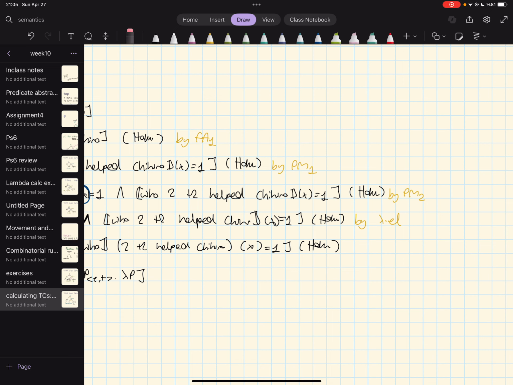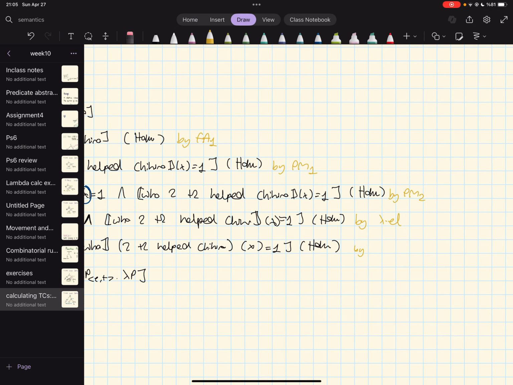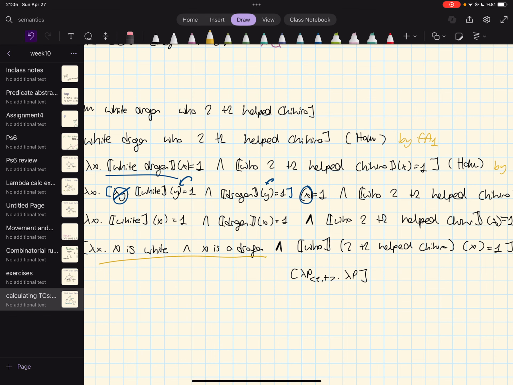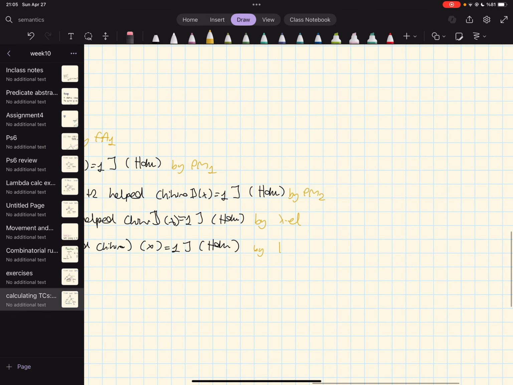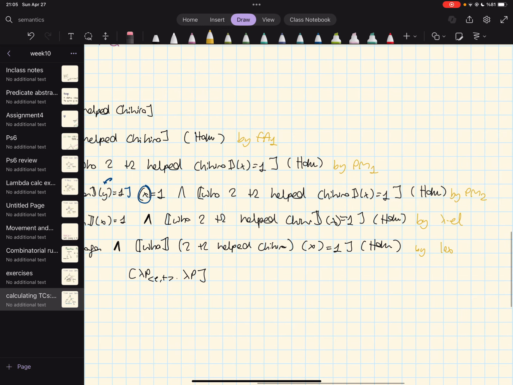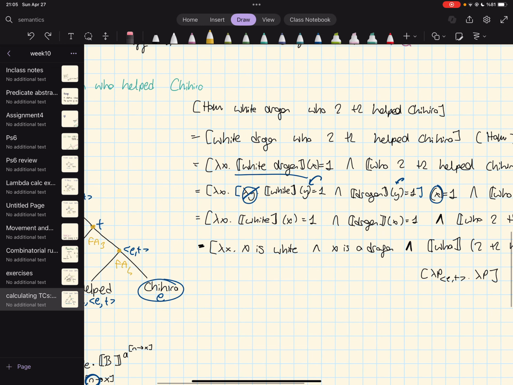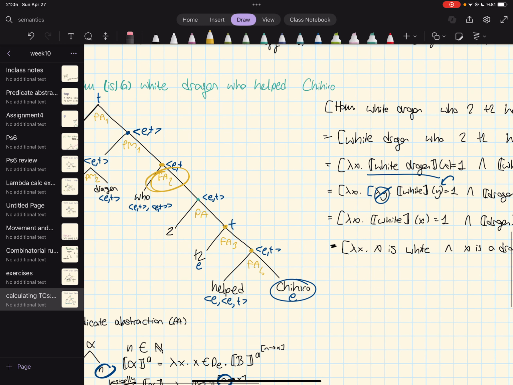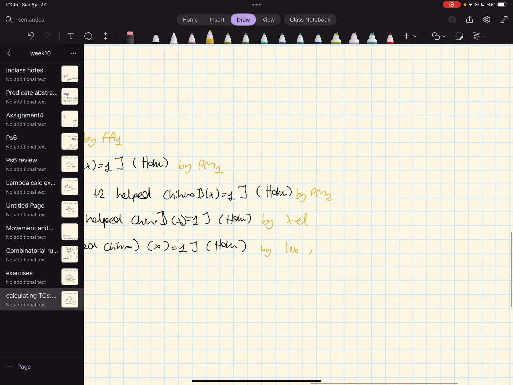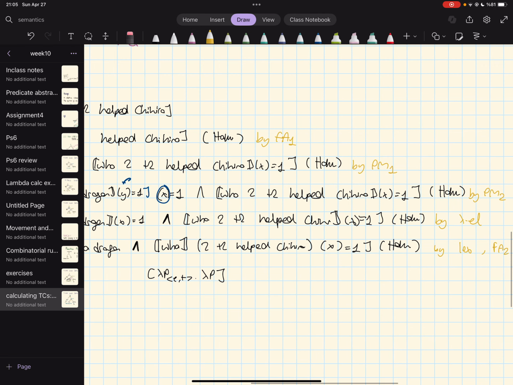Actually, not simplification. I use my lexicon to write down the first bit of it. To write this down, I used my lexicon. And then for this part, I did FA. Okay. Now, the meaning of who is searched in the lexicon and found out like this. This is something to memorize again.